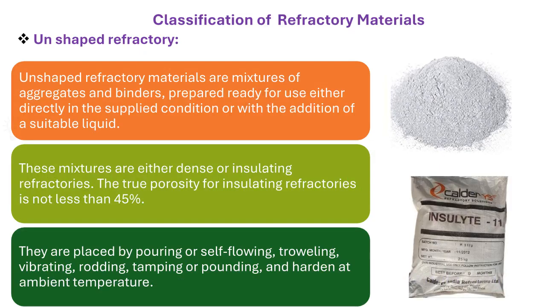Now, let's move on to unshaped refractories, which take a completely different approach compared to traditional shaped bricks. Unlike bricks that are manufactured into fixed shapes, unshaped refractory materials are supplied as mixtures of aggregates and binders. They are ready for use either as received or after adding a suitable liquid, usually water. These materials can be dense, for high-strength applications, or insulating, for thermal efficiency, making them extremely versatile.